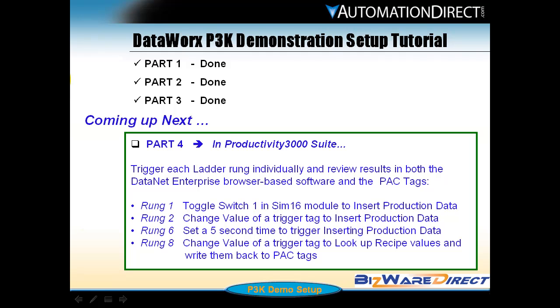Coming up next in Part 4, we will continue working in the Productivity3000 Suite to trigger each ladder rung individually and review results in both the DataNet Enterprise browser-based software as well as in the pack tags. For rung 1, we will toggle a switch in the Sim16 module in order to insert production data. For rung 2, we will change the value of a trigger tag to insert production data. And in rung 6, we will insert production data using a 5-second timer. Finally, in rung 8, we will change the value of a trigger tag in order to look up recipe values in the database and then write them back to pack tags.